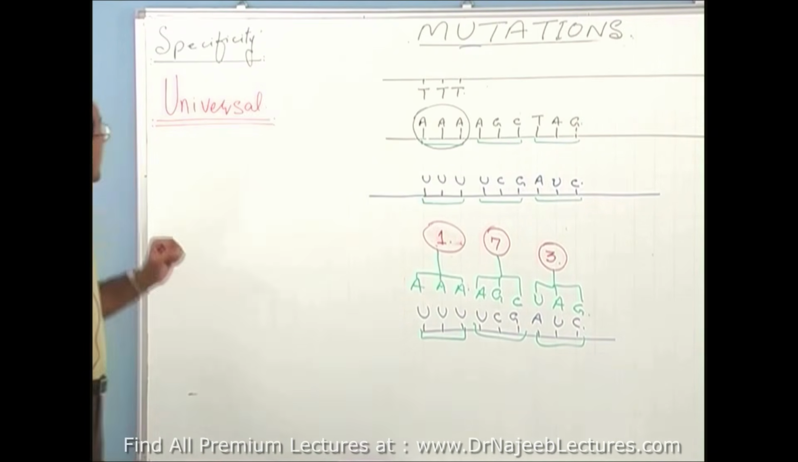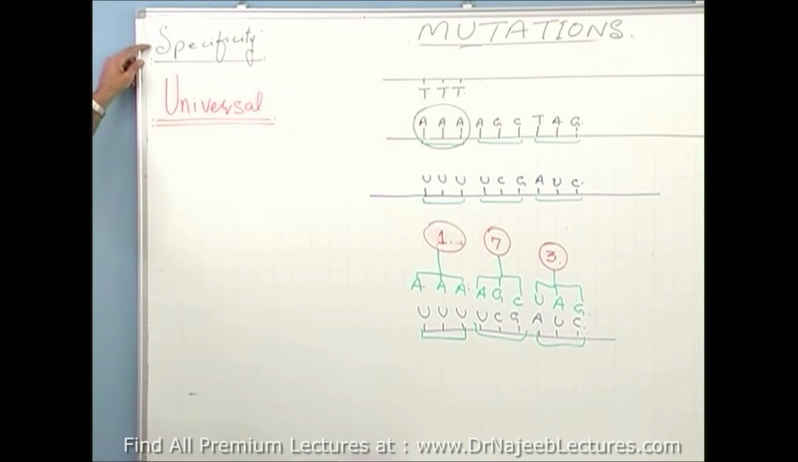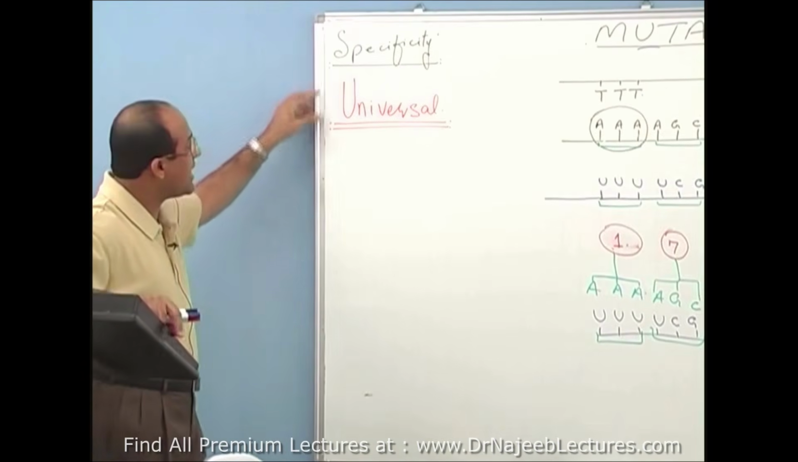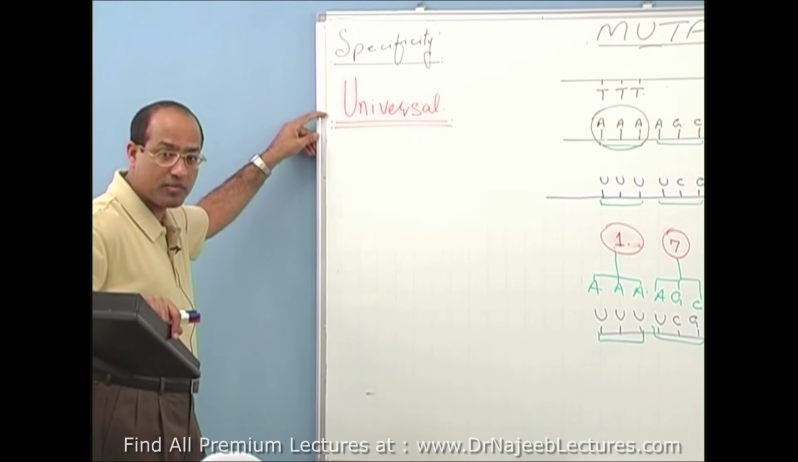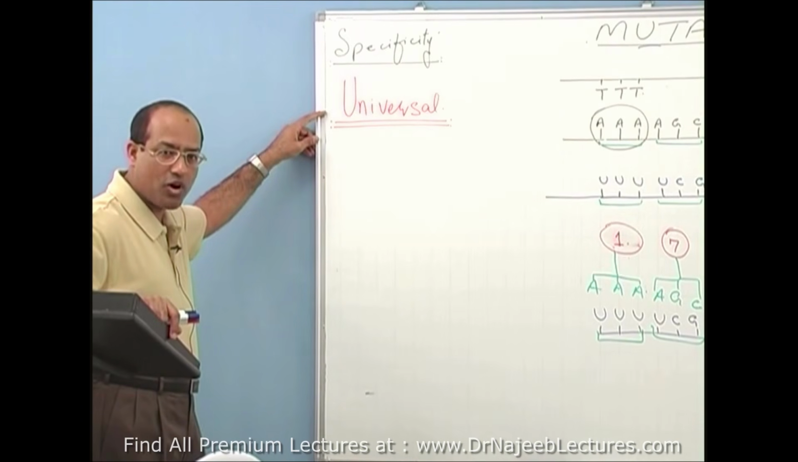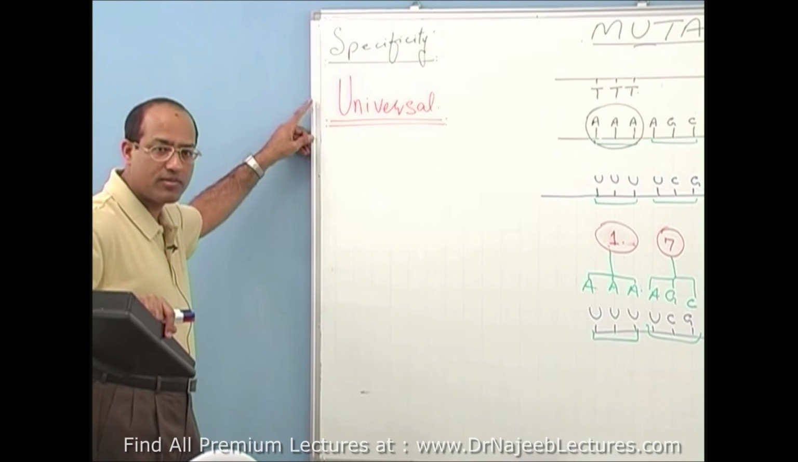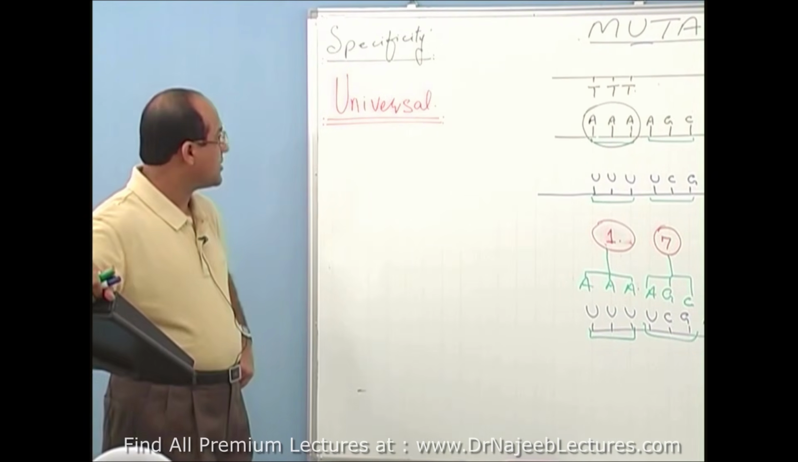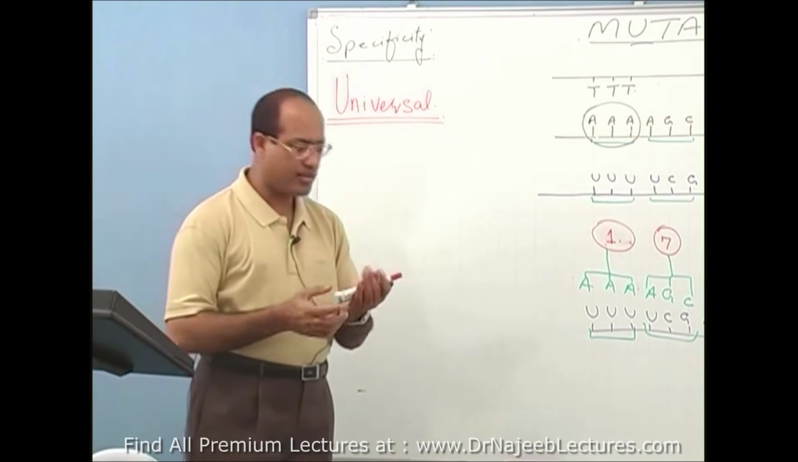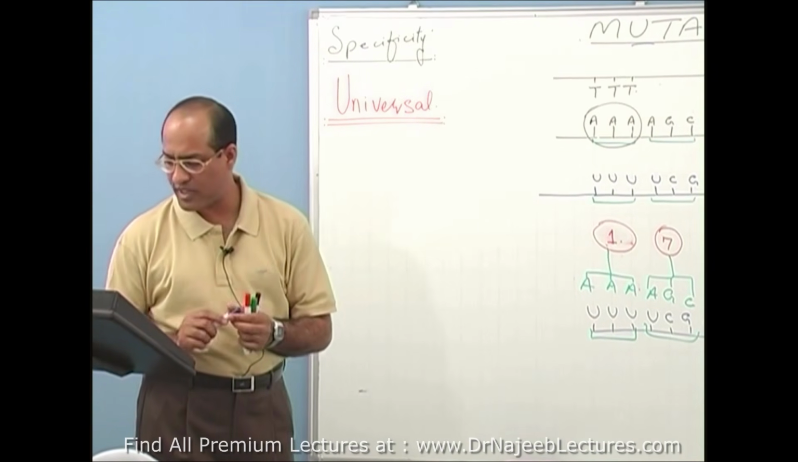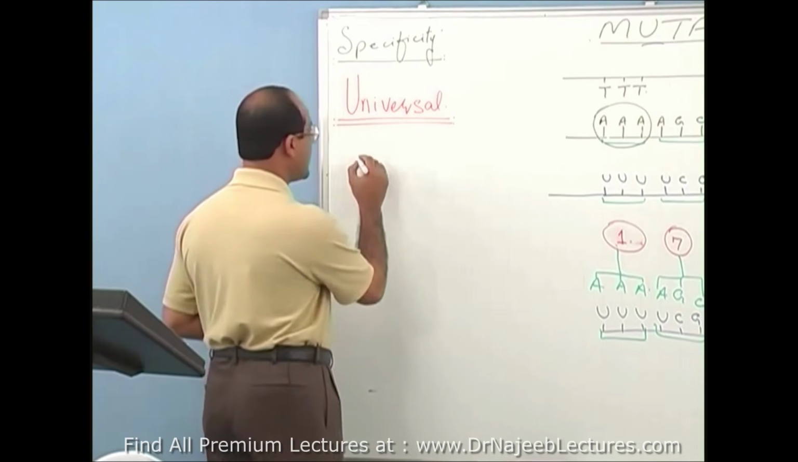Now, genetic language is specific. A particular codon specifies a particular type of amino acid, and this is universal. Universal means that this code system evolved in a very early stage of evolution. Right. So we were talking about the third special feature of genetic code, and the third feature was that genetic code is showing redundancy.